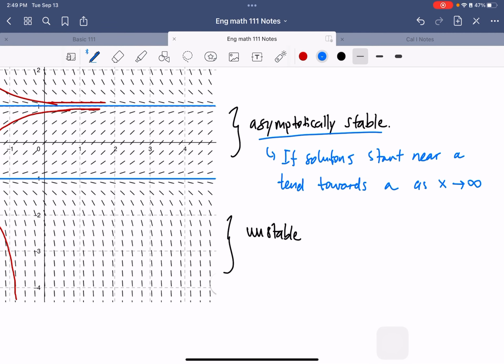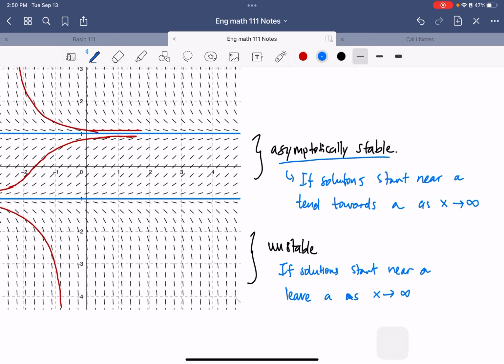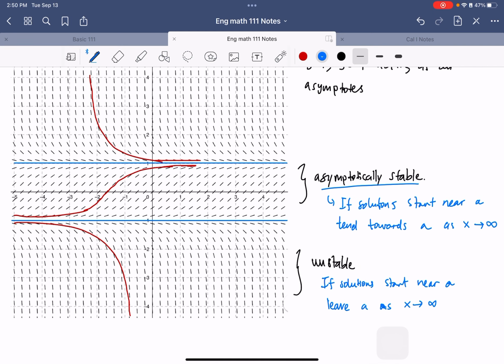We could say it is unstable if solutions start near A and leave A as x goes to infinity. Or we can say also, if we have the other way around, when x goes the other way around. Okay.